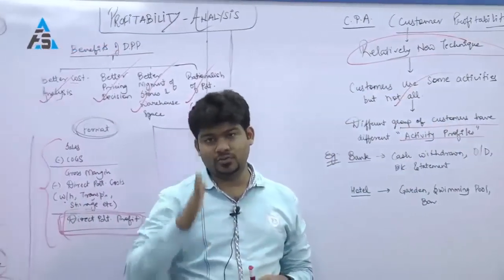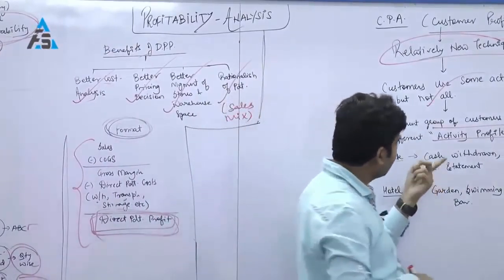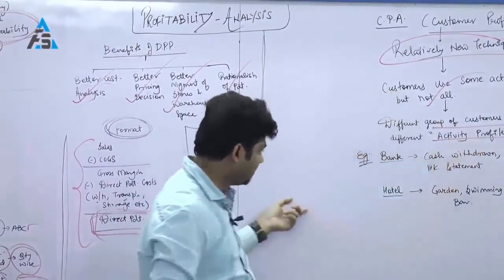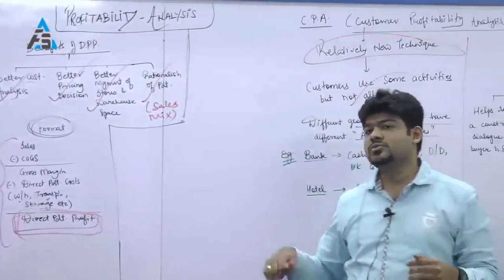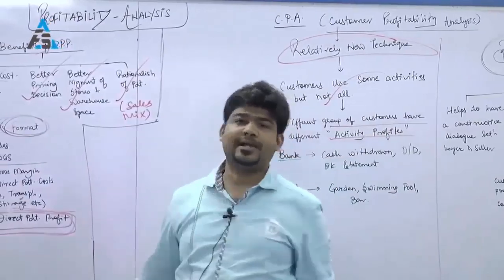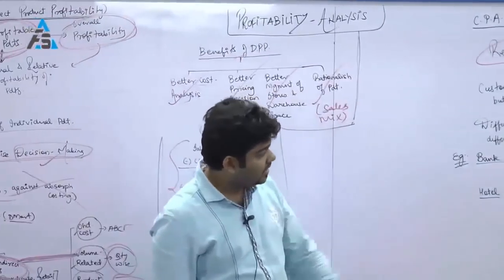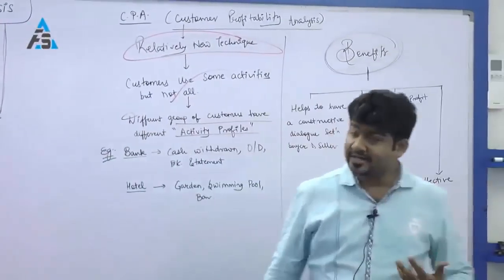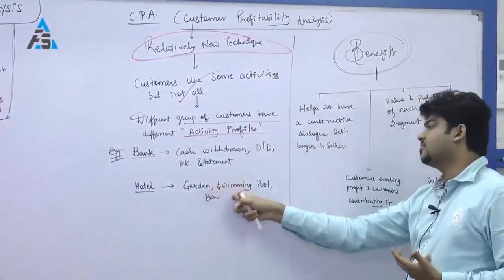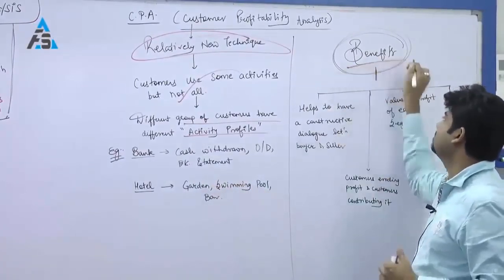Correct. So I will have to ensure that every customer is charged accordingly for the services that he is taking. Same way in a hotel. Say there is a garden, there is a swimming pool, there is a bar. Not everybody may use a swimming pool, not everybody may use a bar, and not everybody may use a garden. So the more a customer utilizes, the more funds should be recovered at that time, and at the same time my cost gets worked out accordingly. So that is where customer profitability analysis comes in.